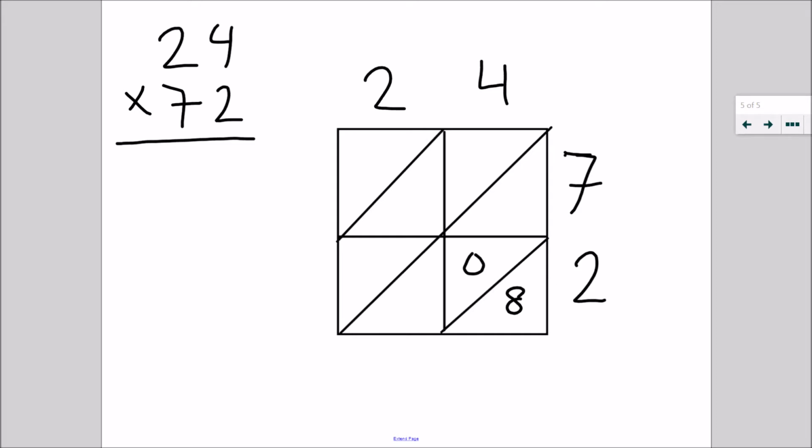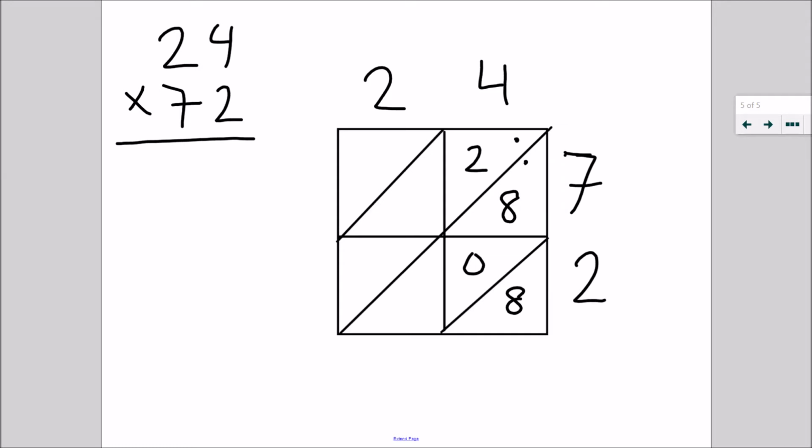When I multiply 4 by 7, I get 28. 2 tens and 8 ones. Except it's 4 times 70, so remember, on this diagonal, this is actually 2 hundreds and 8 tens.